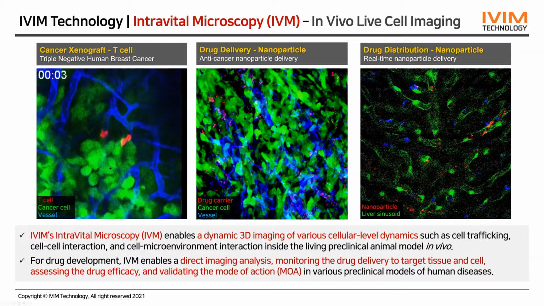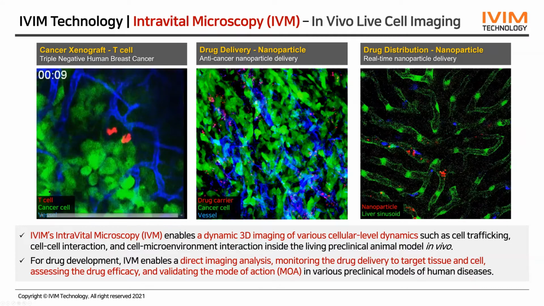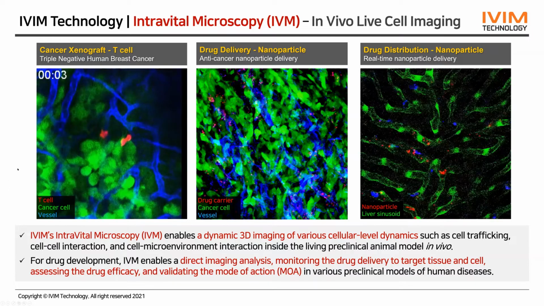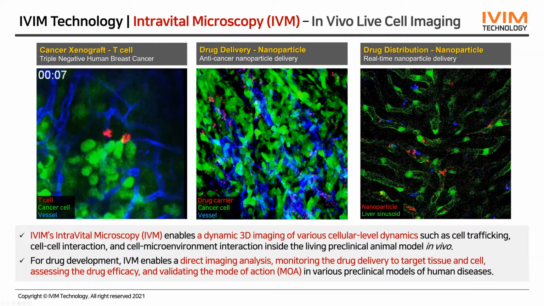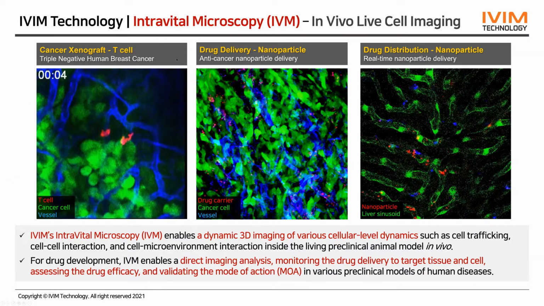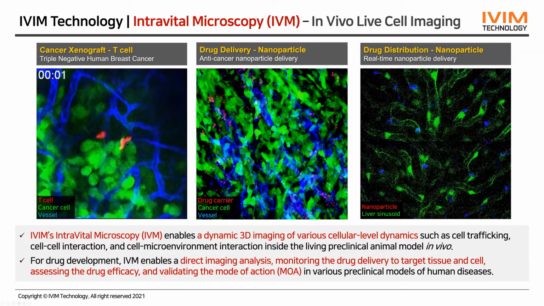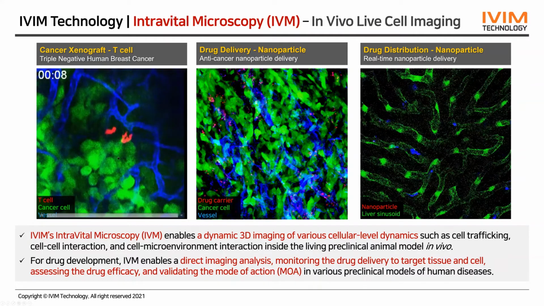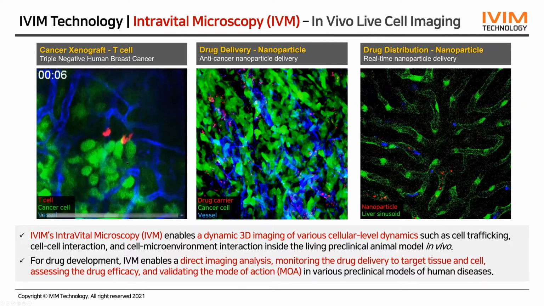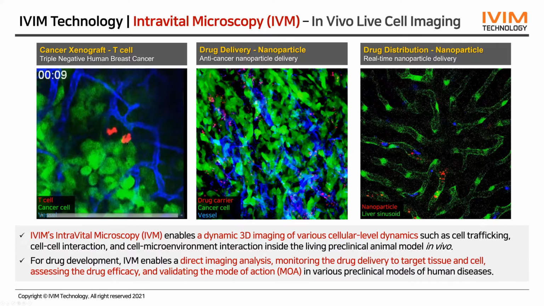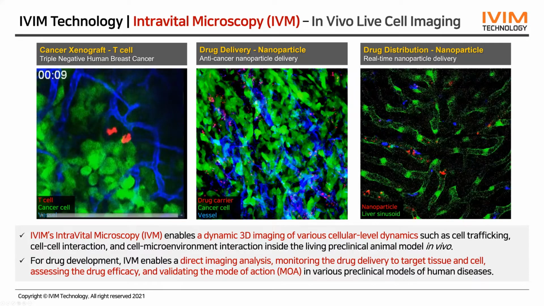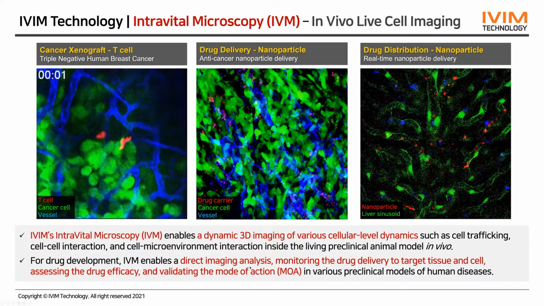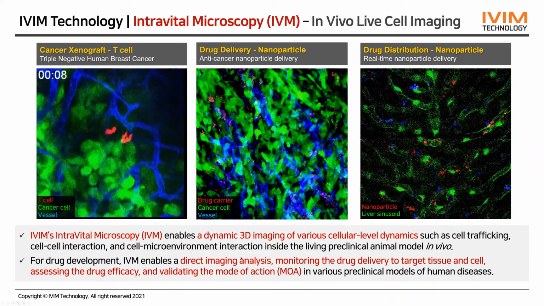On the right side, what you're looking at is the adoptively transferred T cell targeting the cancer cell in a triple negative human breast cancer xenograft model. You can see the interaction of this red T cell and the green cancer cell in vivo after the injection of these T cells. So these are good examples of in vivo testing of a drug.